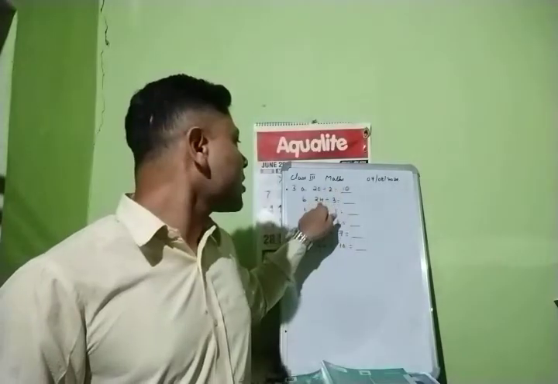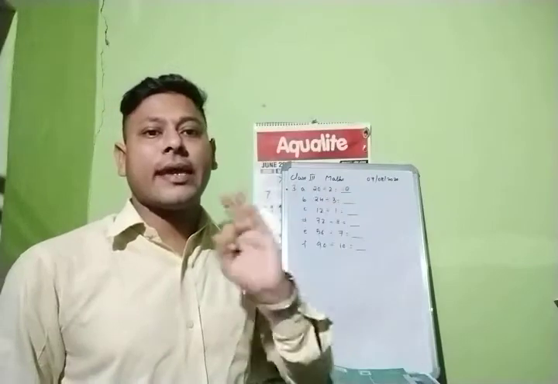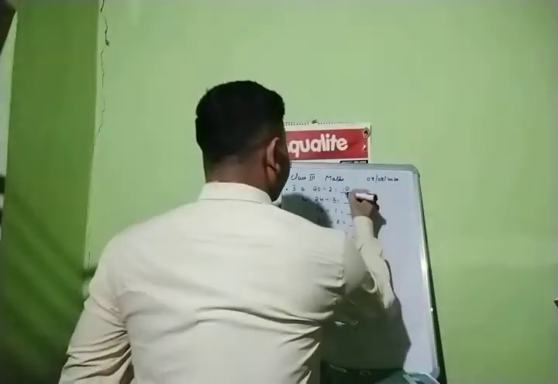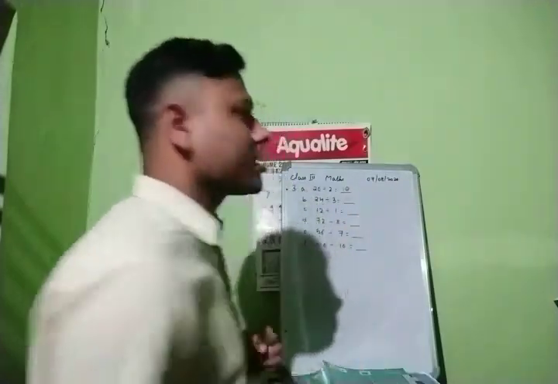That means what is here? 24. 3 how much are 24? 3 eights are 24. So, what is our answer over here? It will be 8. 3 eights are 24. Right?